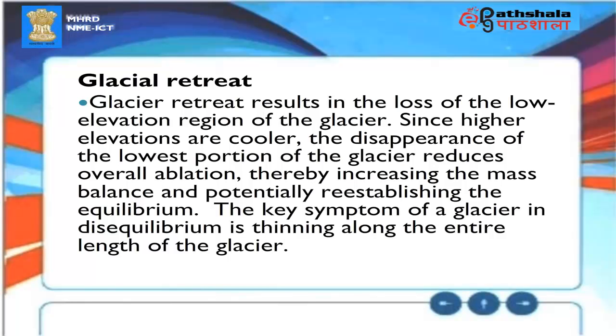Glacial retreat. Glacial retreat results in the loss of the low elevation region of the glacier. Since higher elevations are cooler, the disappearance of the lowest portion of the glacier reduces overall ablation, thereby increasing the mass balance and potentially re-establishing the equilibrium. The key symptom of a glacier in disequilibrium is thinning along the entire length of the glacier.